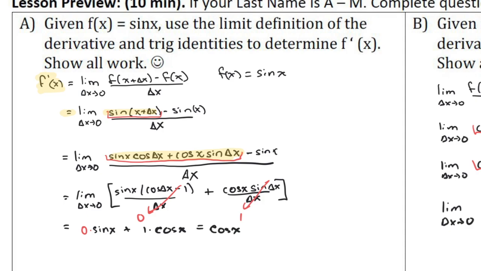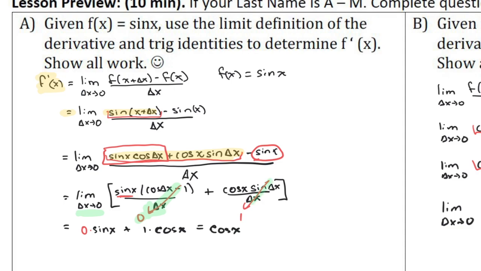Once you have used your trig identity, the next thing you should do is look at the sine of x as compared to the function sine x cosine delta x. Gather those together and factor out your sine of x. What conveniently happens is you will notice that the cosine of delta x minus 1 over delta x is in the problem, and it goes to 0 as delta x goes to 0.